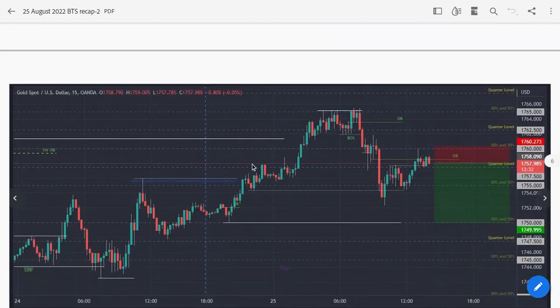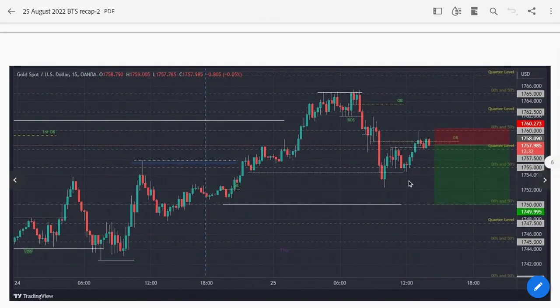And here's our second trade. I took this trade off of the 15-minute time frame. I will show you exactly what I was looking at. I entered the trade here, stop loss here, TP here.